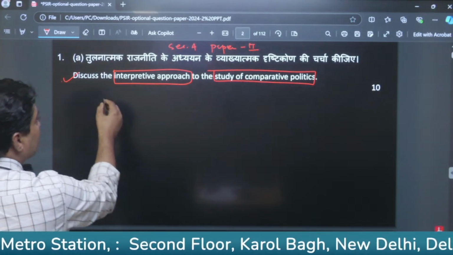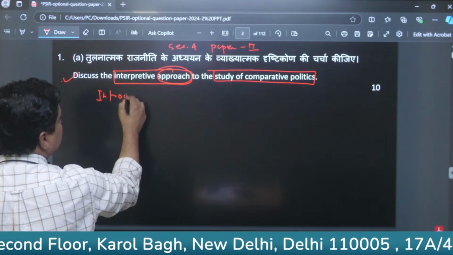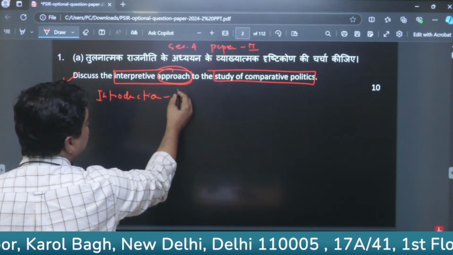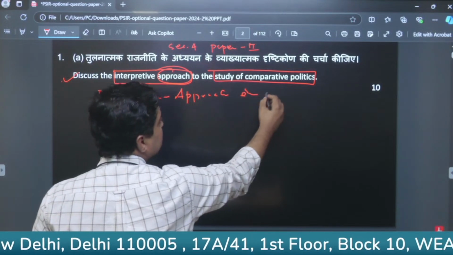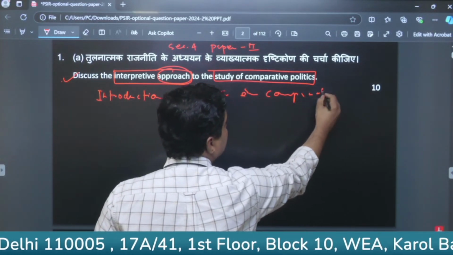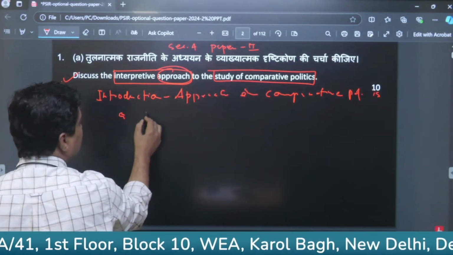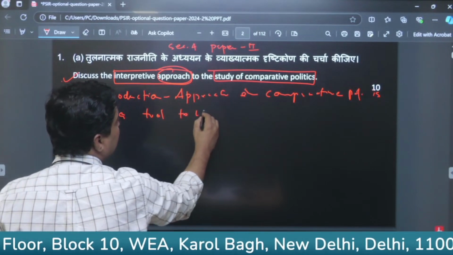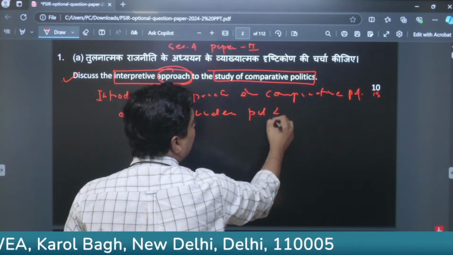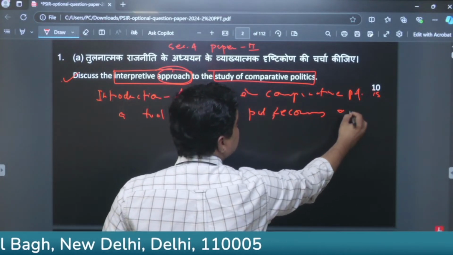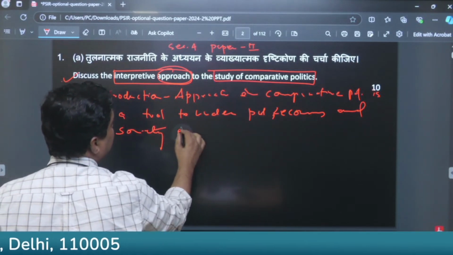Now, in introduction, one can begin with the approach. What is the meaning of approach, right? An approach in comparative politics is a tool to understand politics, economy and society in different countries.